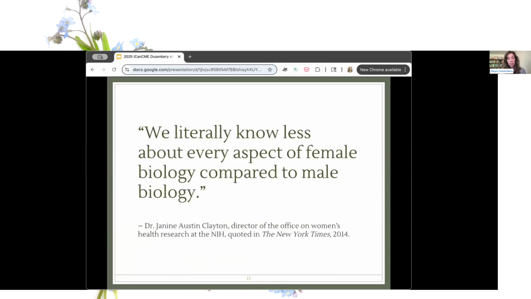So as a result, even today, the very best doctors just simply aren't equipped with as much knowledge about women's health and disease as they have about men's. So that's the knowledge gap, a pretty big problem. Now we'll turn to the second big problem, which is the trust gap.